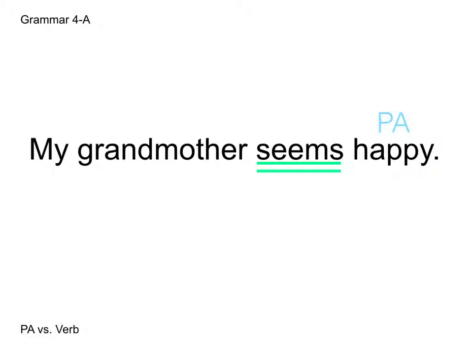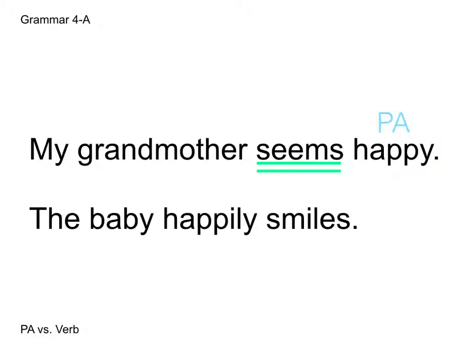So make sure that when you're reading these sentences, you recognize that you won't always have a to be verb as your main verb, but it could still have a predicate adjective. So let's look at one other example that does not include a predicate adjective. The baby happily smiles.